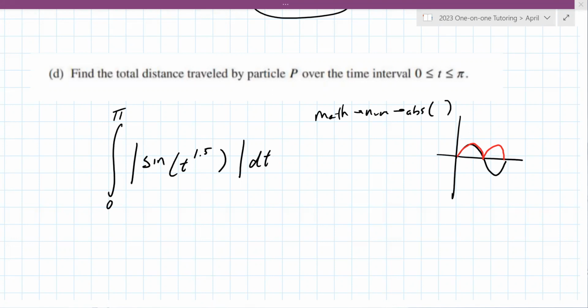I got 1.93. Okay. And you'd probably want to give units. So this one is unknown. They didn't give you units. Interesting. They should have. Anyway, looks good.